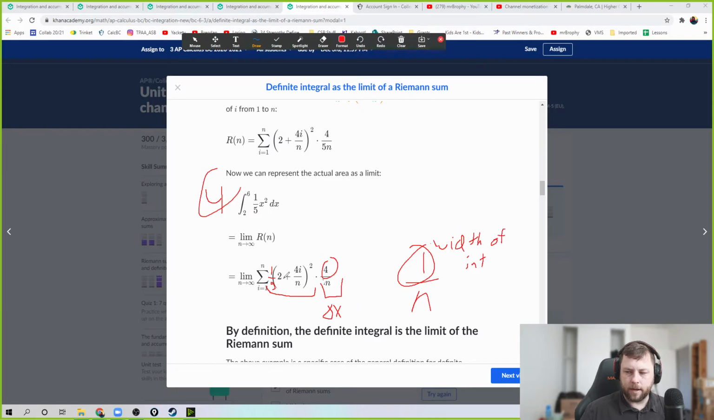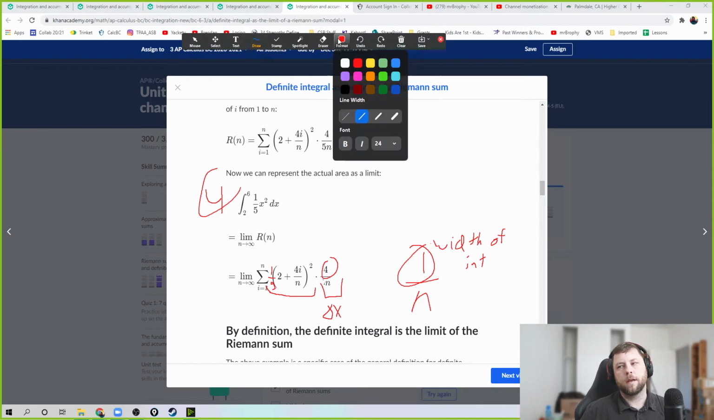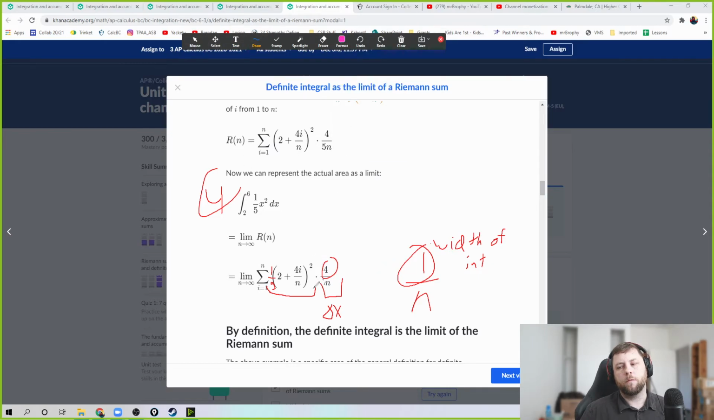Now, the trick here is to always figure out, why is it 4i over n? What was my trick for doing this? How do I explain this? Okay. N's going to infinity.